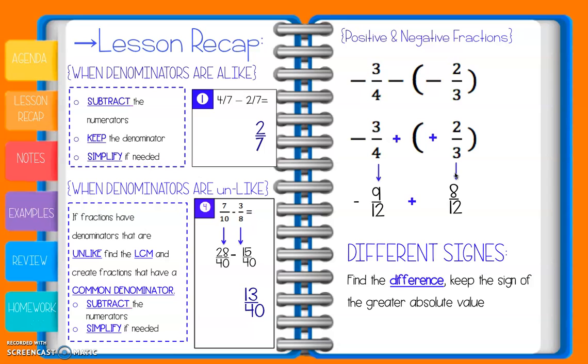And when we're adding with different signs, we're going to find the difference and keep the sign of the greater absolute value. So I can tell you right now that our answer is going to be a negative because -9/12 has the greater absolute value. Then we're just going to find the difference. So the difference between 9 and 8 is 1/12. It can't be simplified, so our final answer is -1/12.